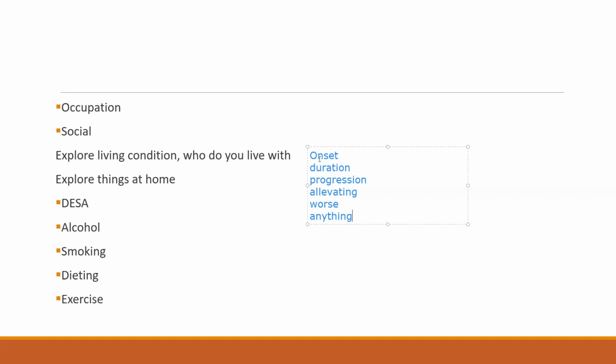So when did this cough start? How long have you had it for? Since you had it, have you noticed it's getting worse? Has anything made it better? Has anything made it worse? That's the R. So that's the alleviating, relieving factor. Or aggravating and relieving. Let me just write it as it is. Aggravating and relieving.